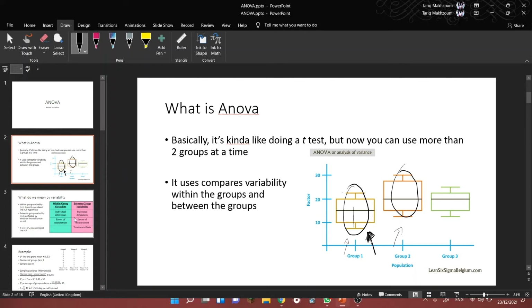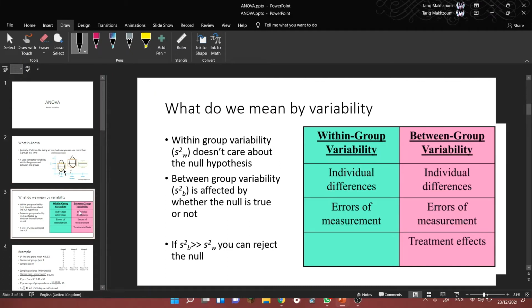Now, all of that was a lot of words. Let's take an example, but just as a final recap, within group variability will always exist regardless of whether the null hypothesis is true or not. So whether or not your drug works, your patients are always going to be different from each other, and you'll always have errors of measurement. Between group variability is affected, because with between group variability, other than patient factors and errors of measurement, you also have the fact that you're giving the patients a drug.